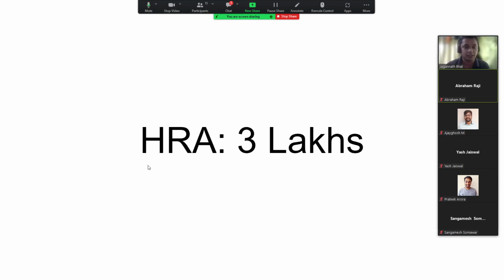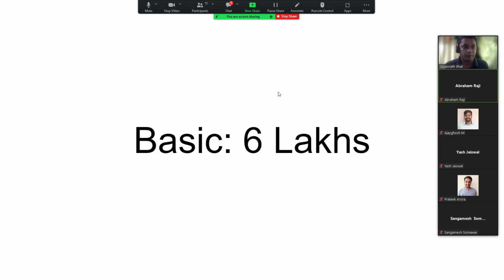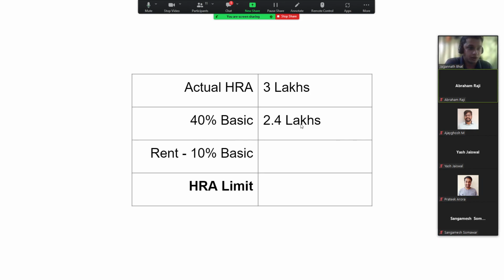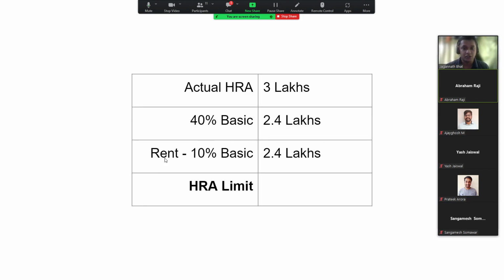Back to our earlier example, you get 3 lakhs as HRA from your employer. So your actual HRA limit will be 3 lakhs. And let's say your basic salary is 6 lakhs, which will make 40% of your basic 2.4 lakhs. So now this becomes your new limit for HRA, because 2.4 is lower than 3. Now let's say that your rent is 3.6 lakhs annually, and if you calculate rent minus 10% of basic, let's say again it's 2.4 lakhs. So now your HRA limit becomes 2.4 and not 3 lakhs, because out of these, 2.4 is the lowest, and that becomes your HRA limit.